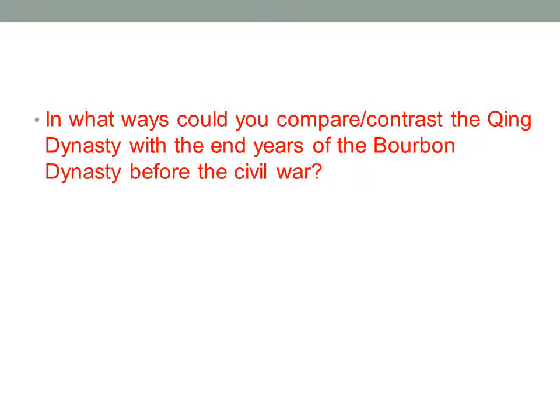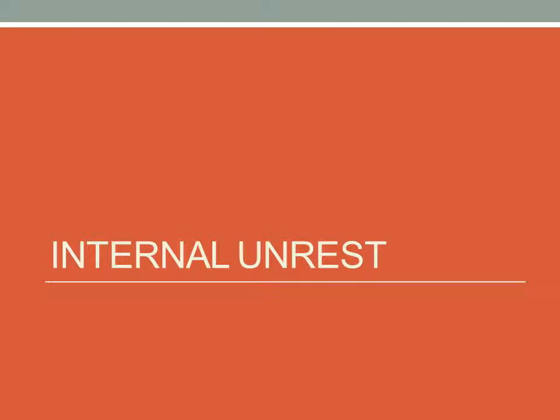So both Spain and China had imperial, strongly ruling families. And so how could you compare the Qing dynasty with the Bourbon dynasty of Spain before the Civil War? Similarities, differences, impacts. As always with civil wars, it wouldn't be a civil war unless you had internal unrest, right?